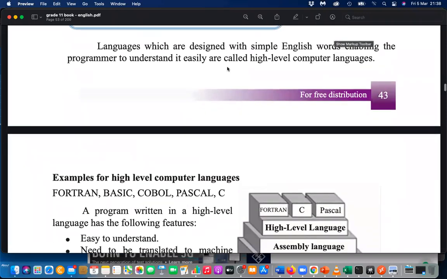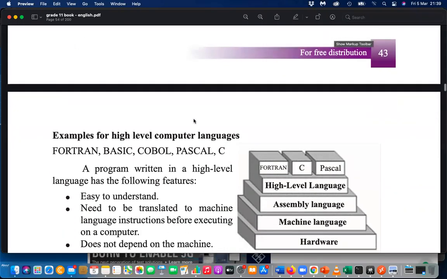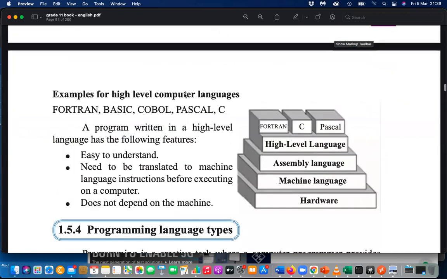Okay, the third level, high level programming languages. So we are in this level. Actually, we are using high level languages in our day-to-day life. The high level languages are Pascal, COBOL, C, C++ like languages. And people are happy about these.